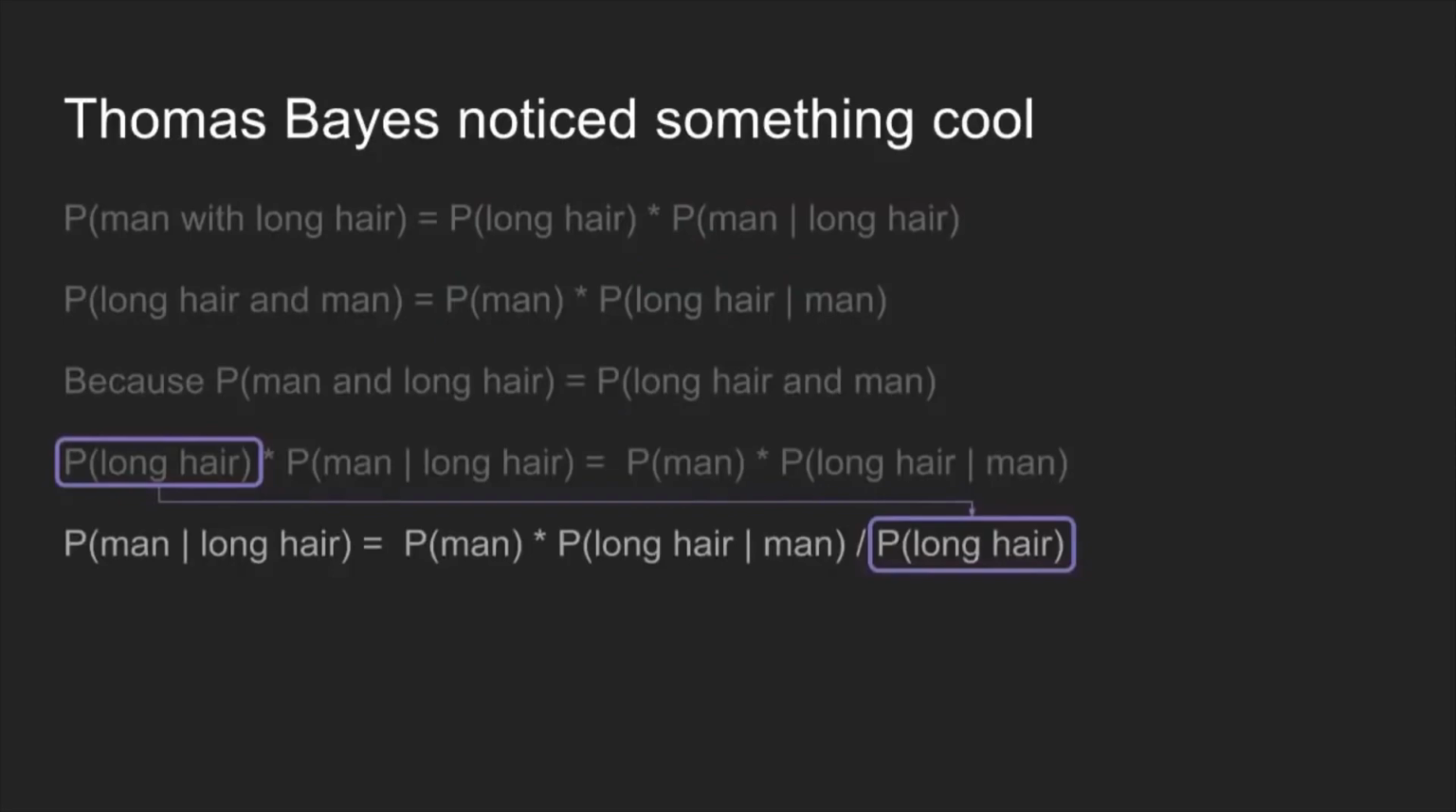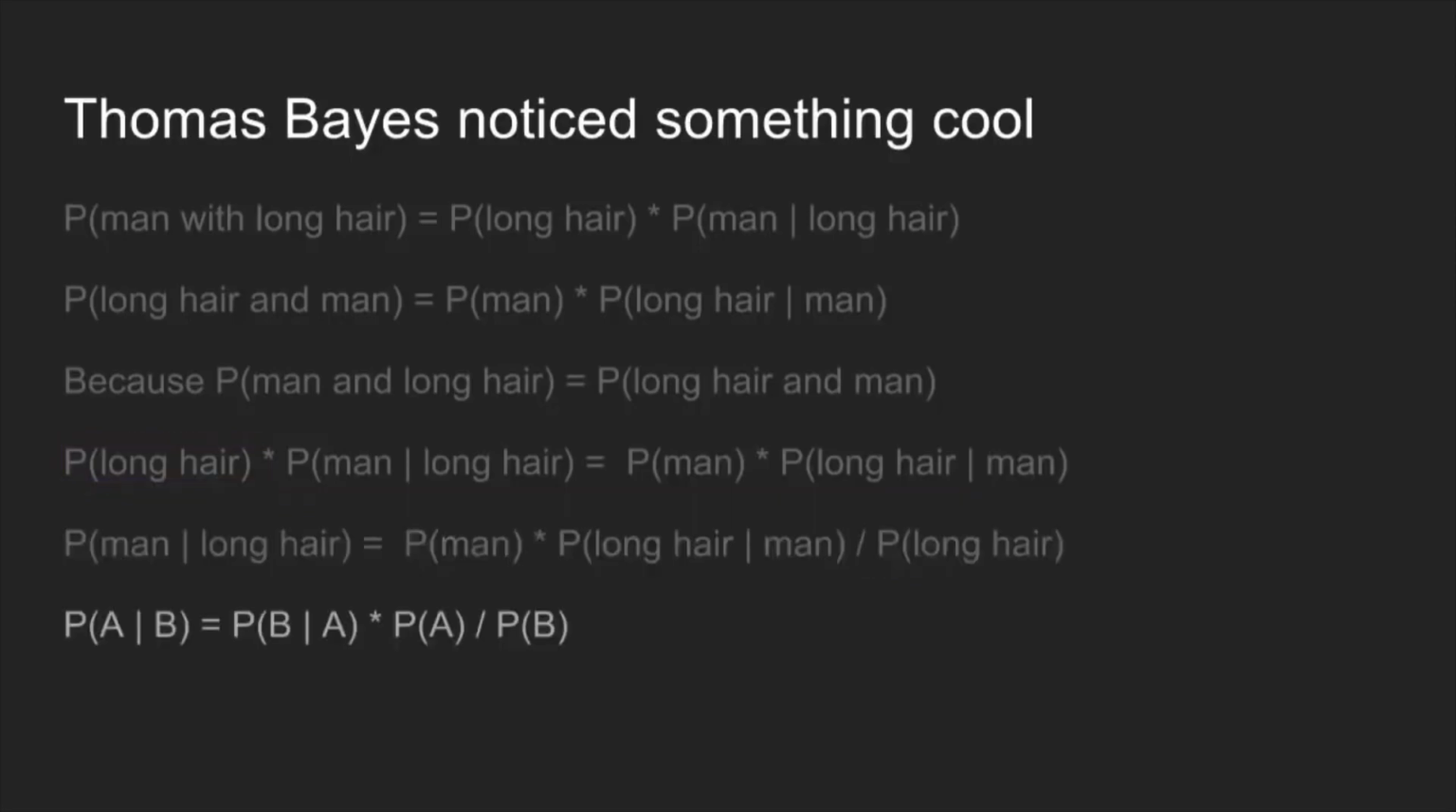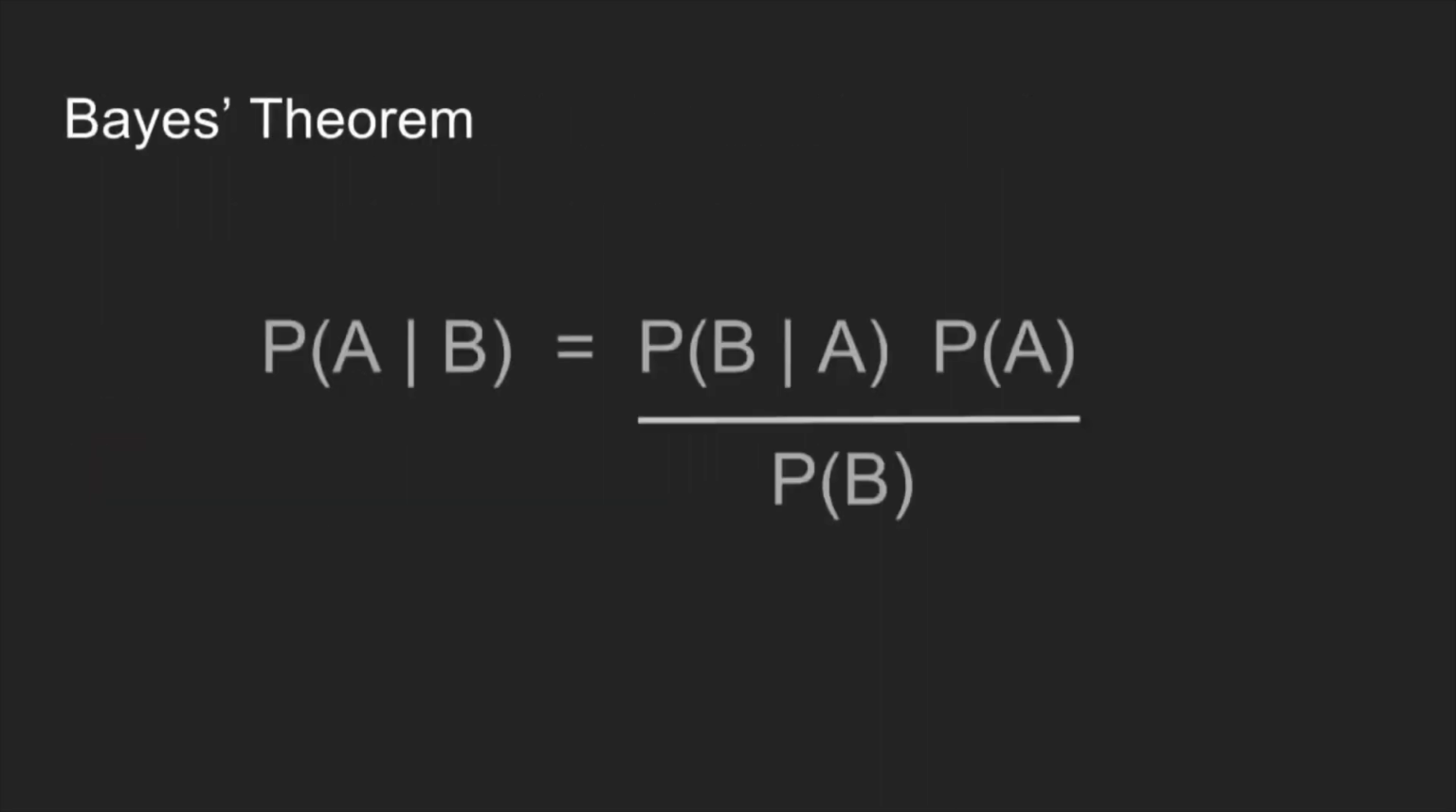And now we have a formula for what we want to know. If someone has long hair, what's the probability that they're a man? And we have this expression to the right. We can genericize that with A's and B's, and now we have Bayes' theorem, one of the top 10 most popular math tattoos of all time.